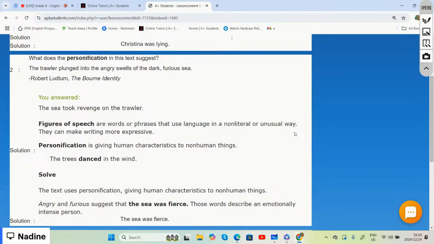All right, so now we're going to personification. And personification is giving human characteristics to a non-human thing.